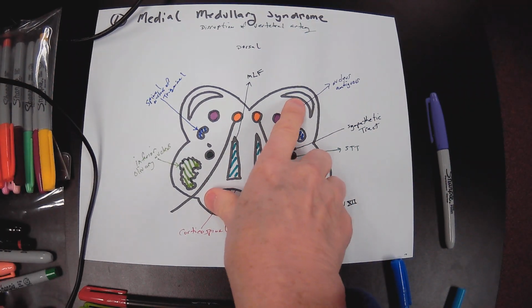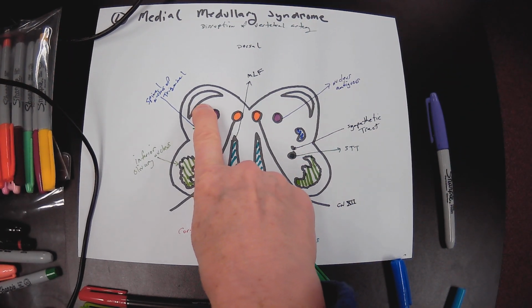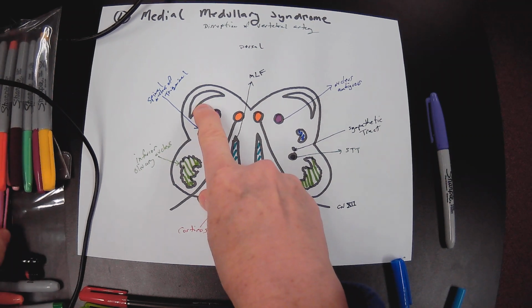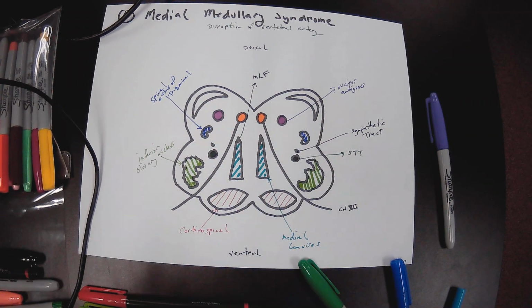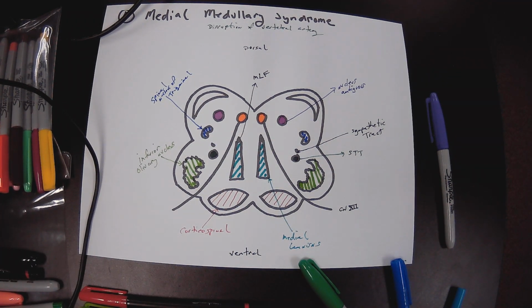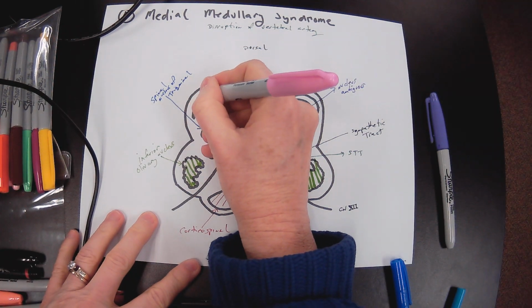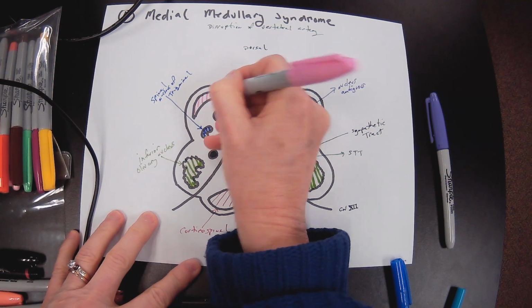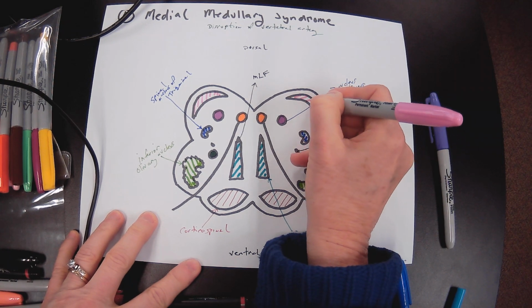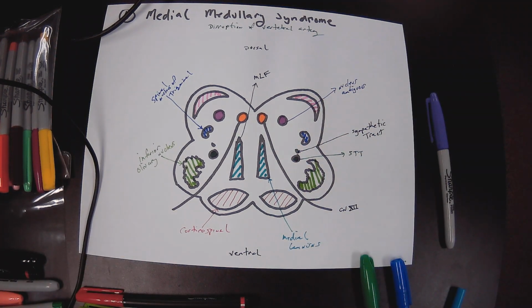And then the only one we haven't talked about is way over here. And this is that most inferior conduit from the brain stem into the cerebellum. This is your inferior cerebellar peduncle.